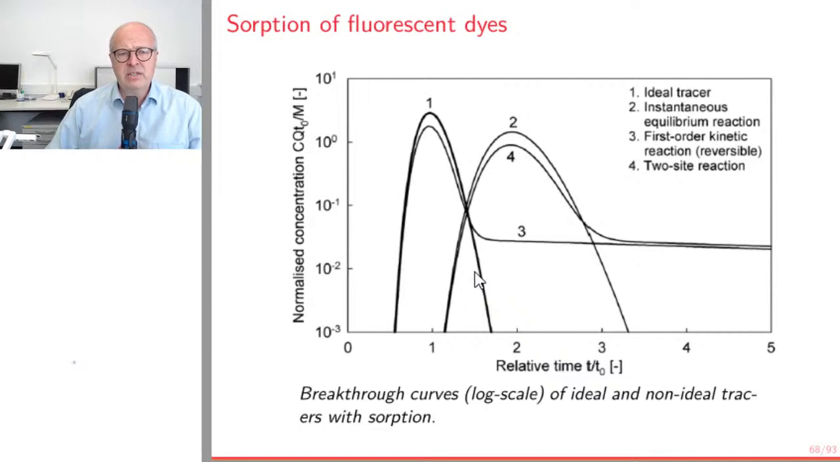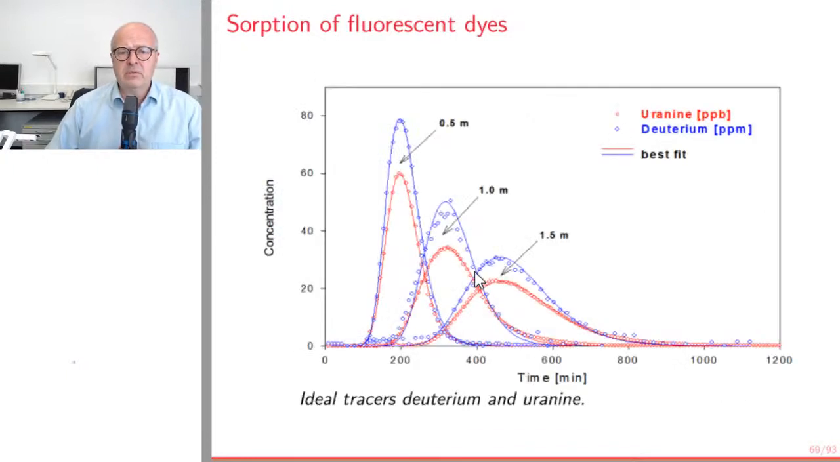But at this stage, before we actually discuss modeling, we just want to know what the tracers are that are not sorbed. Now, this is an experiment that we have carried out in Freiburg at the university, where we have compared Euro9, an almost perfect tracer, to deuterium, a perfect tracer. Deuterium is just water, deuterated water.